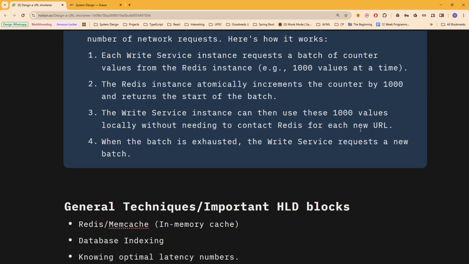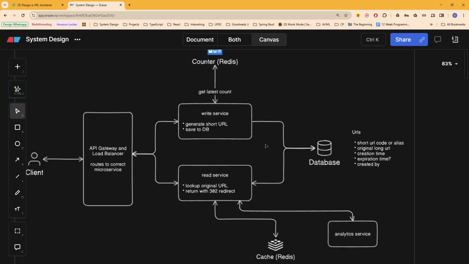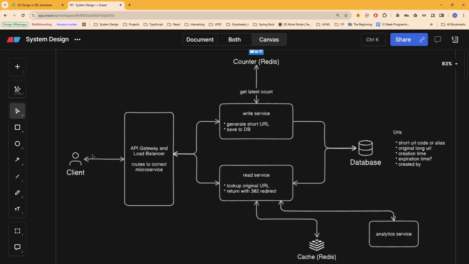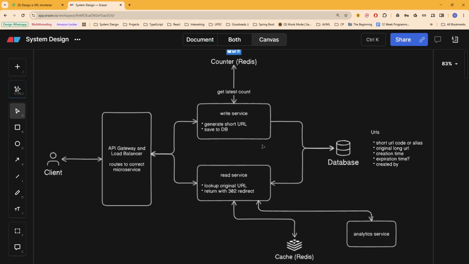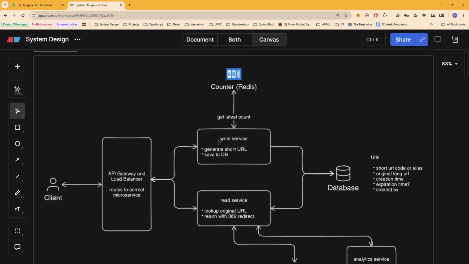Okay, so let's go through the design. As I said, we have the client, and we have the gateway and the load balancer, which will route us to the correct microservice. So you have the write service. In the write service, it will generate the short code and save it to the DB, so it will talk to the counter or Redis. Here we can have multiple instances of the write service, so you can add multiple boxes for the same. And it talks to the database.